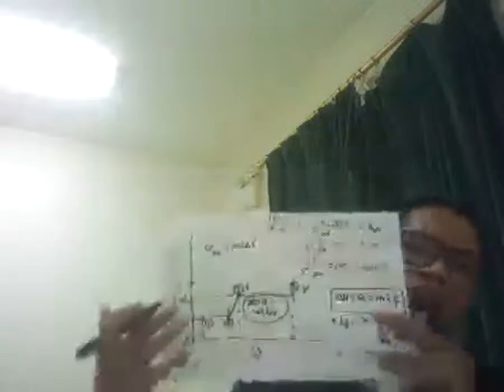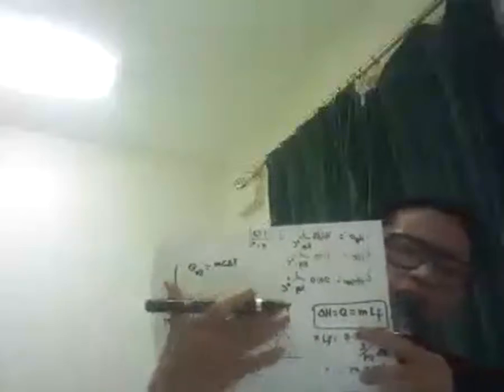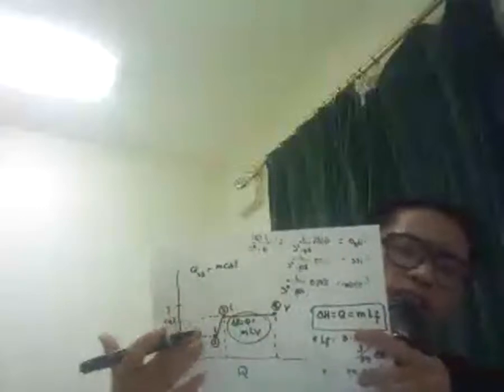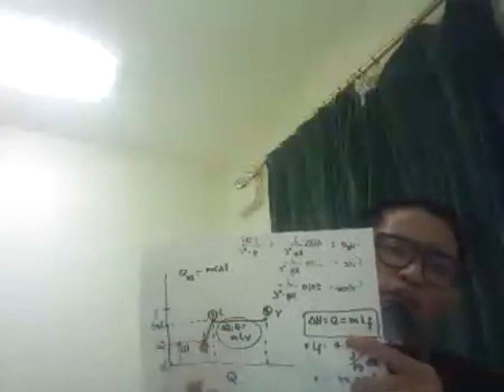Now at 3 and 4, you will use the delta H. Q is equal to mass times the latent heat of vaporization, here in 3 and 4. It's a straight line, so at 3 and 4, the temperature has no effect. There's no change in temperature. So use the latent heat of vaporization from liquid to gas. Okay? So for the latent heat of vaporization, there are so many values.